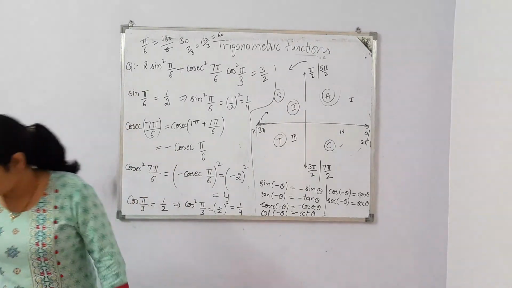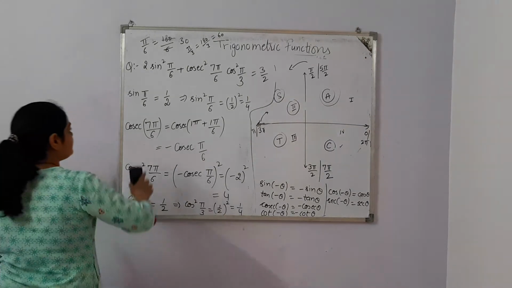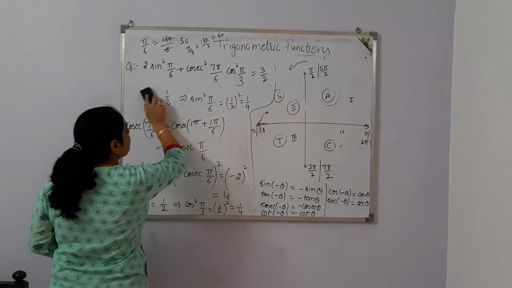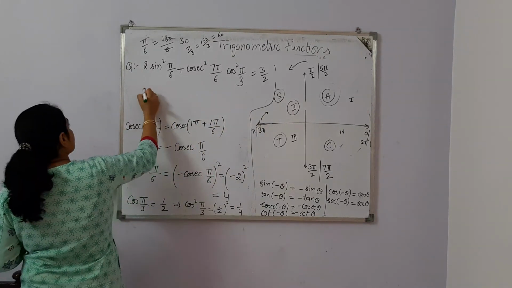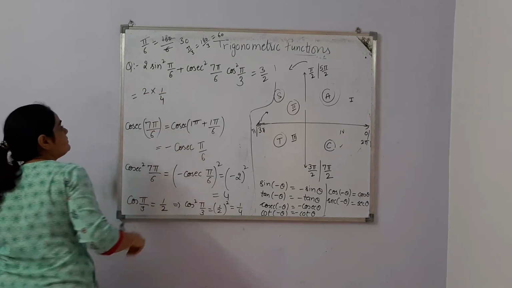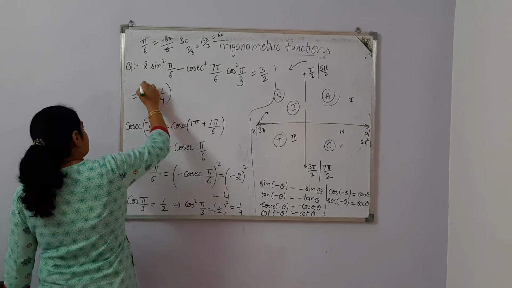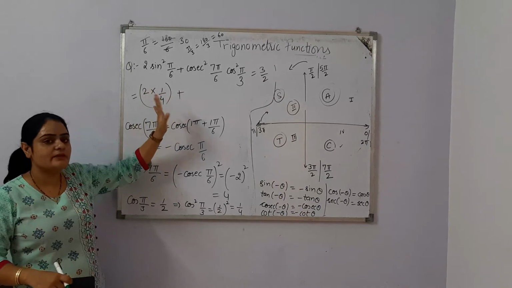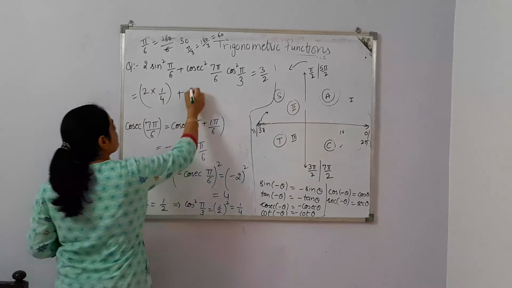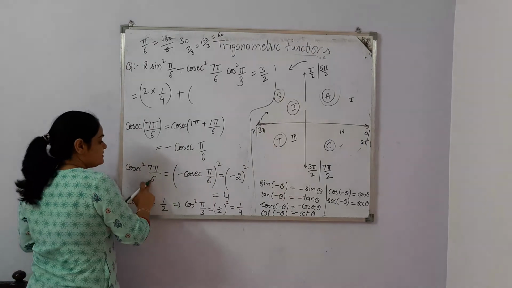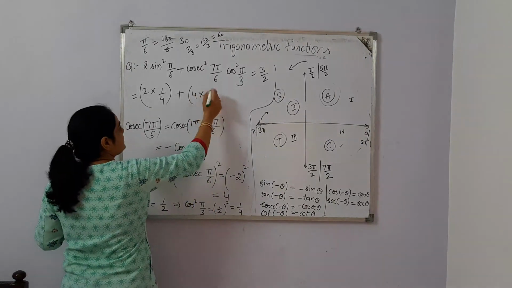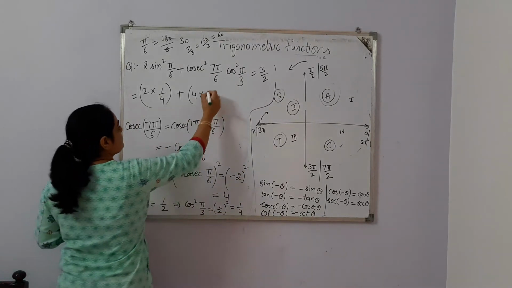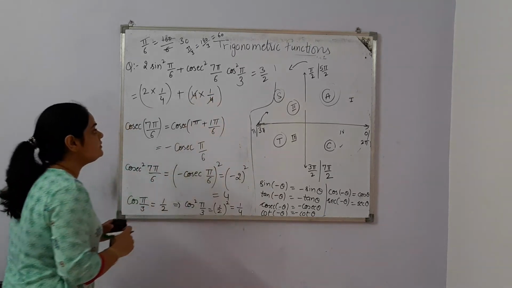Now we'll substitute, removing the values one by one and substituting here. So sin square pi by 6 value is 1 by 4. 2 is already outside: 2 into 1 by 4. We are taking it in a bracket because of BODMAS. First of all, we have to multiply, and after that we can add the terms. Again, cosecant square 7 pi by 6 has value 4, and it is multiplied with cos square pi by 3, which is 1 by 4. 4 will cancel out with 4.